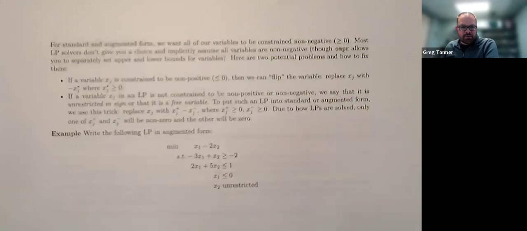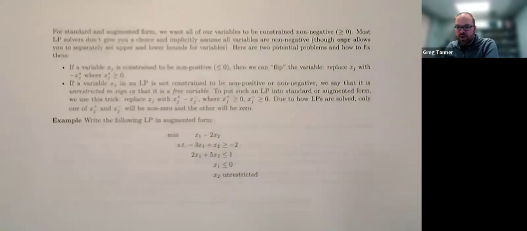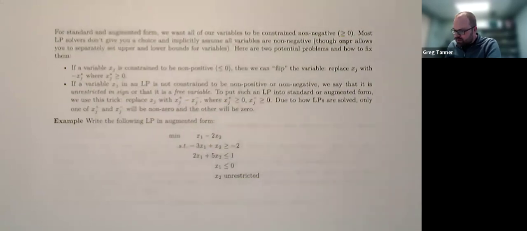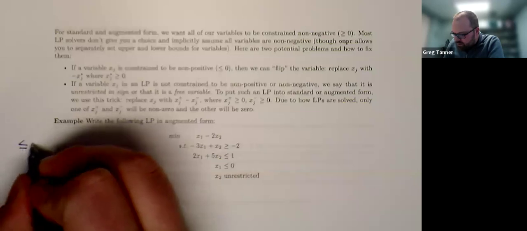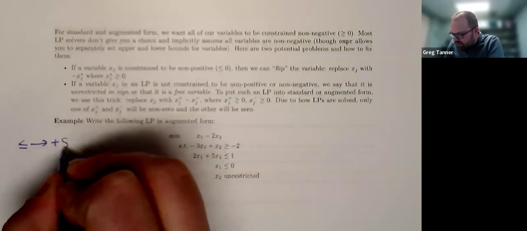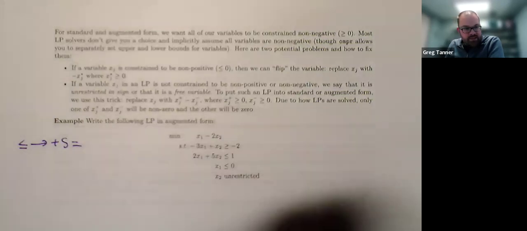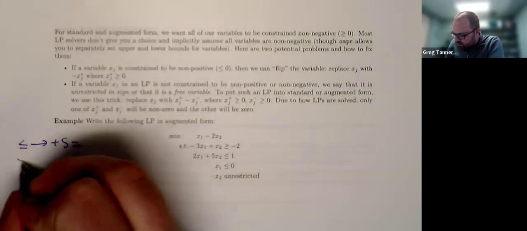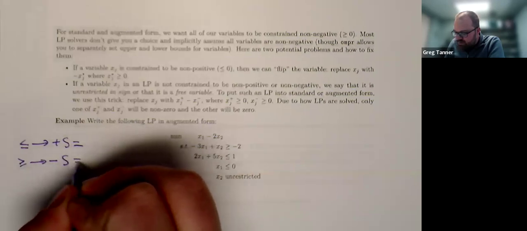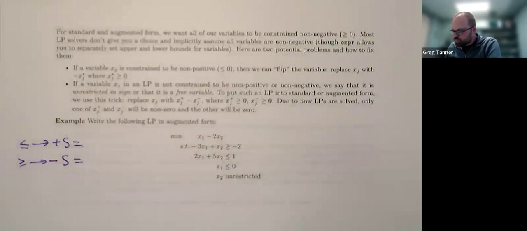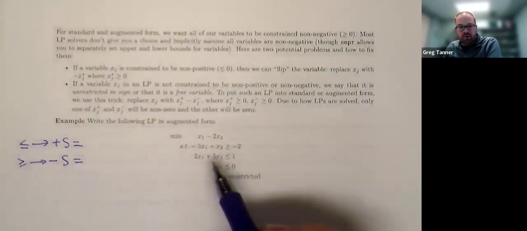Okay, so using these two tricks, as well as the other ways of introducing slack variables, maybe I'll just quickly remind us. If we have a less than or equal to constraint, we then add a slack variable to make it into an equality constraint. If we have a greater than or equal to constraint, we subtract a slack variable to turn it into an equality. Okay. So let's go ahead and put this problem here in augmented form.